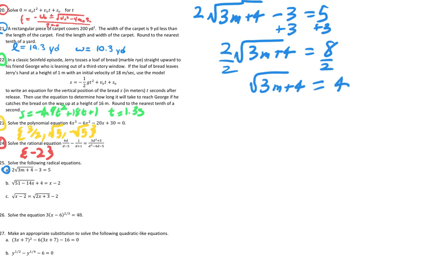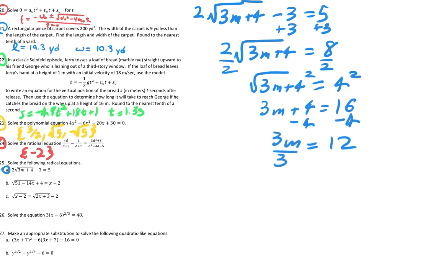So we want to get rid of the square root now. So we're going to square both sides. So 3m plus 4 is equal to 4 squared, which is 16. So now we want to get m by itself. So we're going to subtract 4 on both sides. So 3m is equal to 12. Now we're going to divide both sides by 3 to solve for m. So now we know that m is equal to 4.